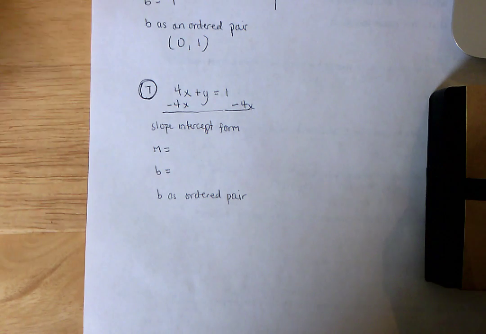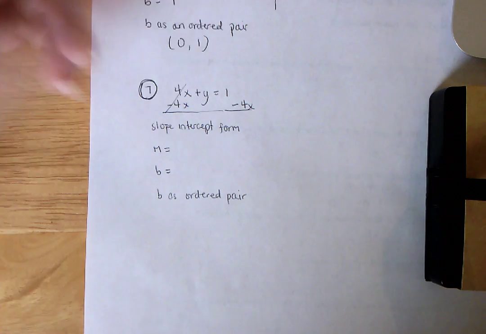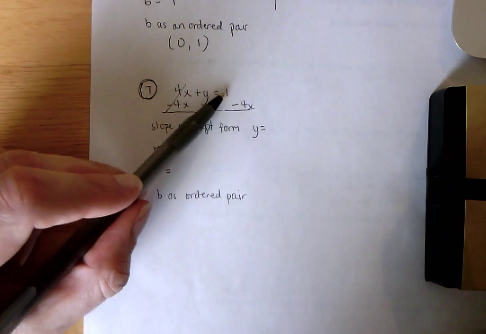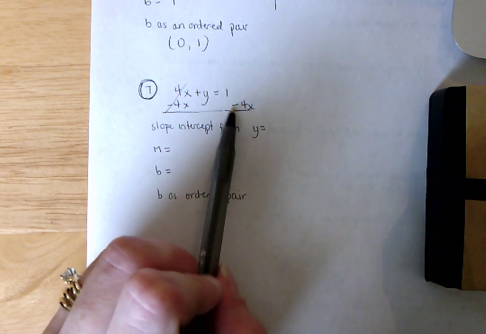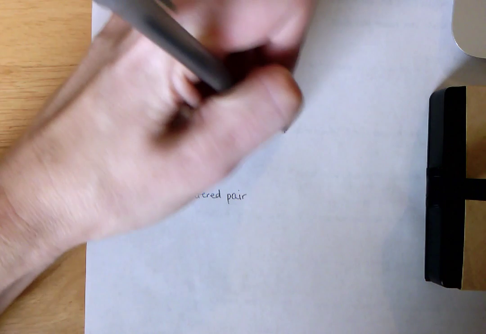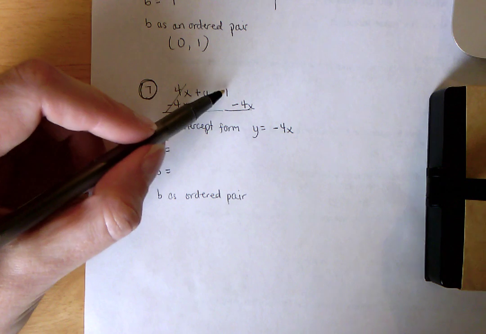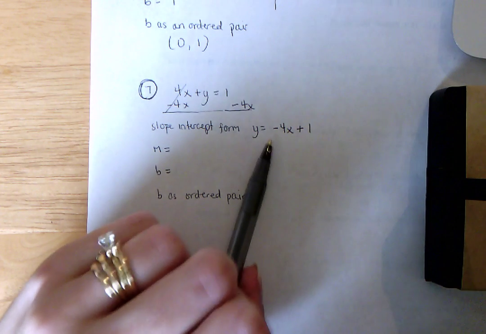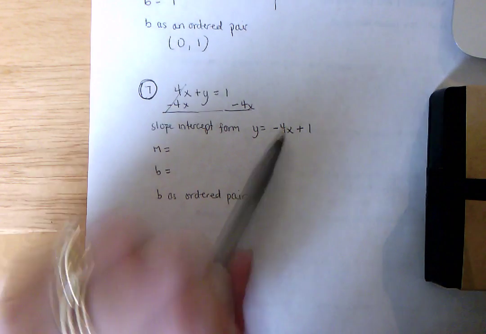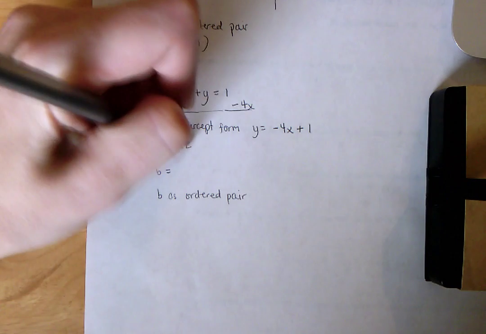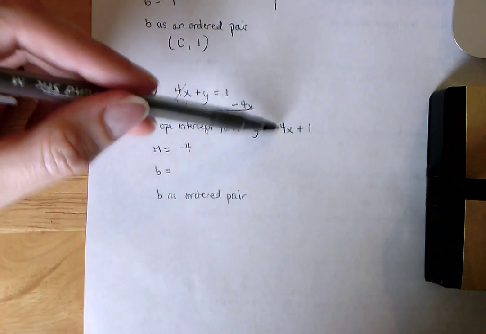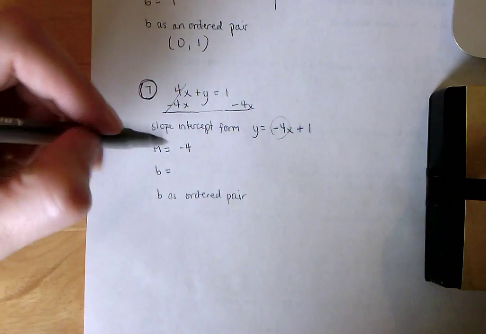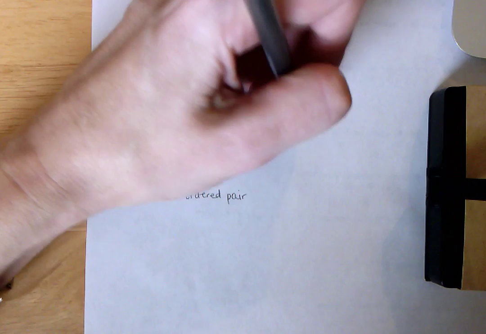And if I did that, these would cancel. I would have y equals, and I'm going to put the part with the x first. So negative 4x, and this is a positive 1 because there's no negative out in front of it, so I just say plus 1. So now I can see the slope-intercept form, and now I can identify the slope, which is out in front of the x. That's a negative 4. So that's the slope, right? And the number that's being added is your y-intercept.